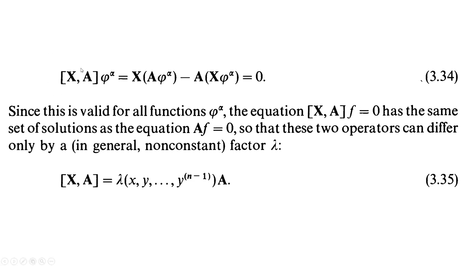Let's operate the commutator on phi alpha, which is the first integral or solution of our nth order differential equation. When you put it here, you will always get 0, because A operating on a solution gives me 0, the total differential operator operating on a solution gives 0. And X operating on phi will give me some function of phi, and again A will annihilate that, so this is again 0. So 0 minus 0 is 0.